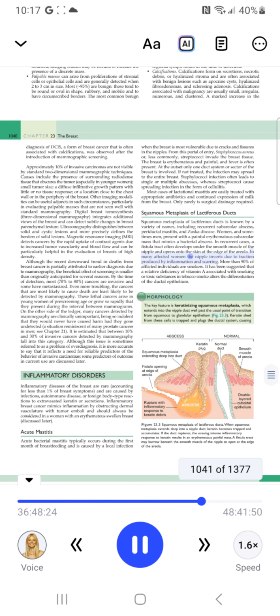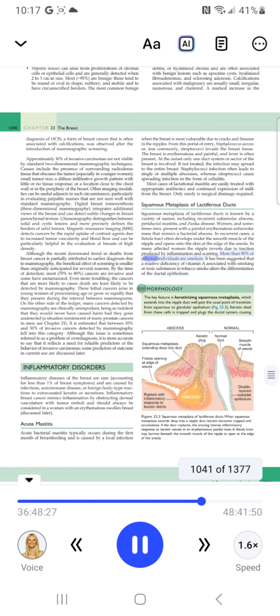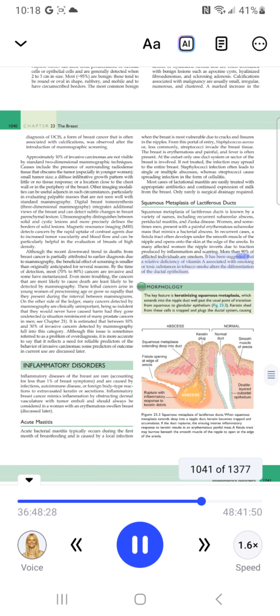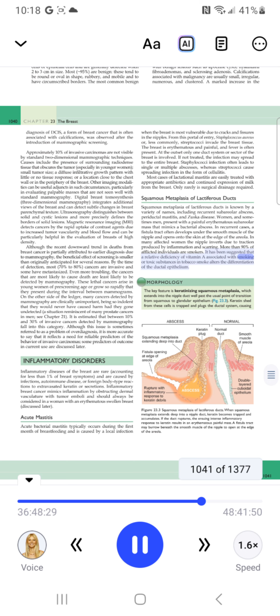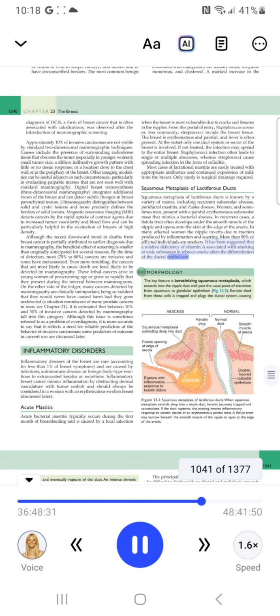In many affected women, the nipple inverts due to traction produced by inflammation and scarring. More than 90% of afflicted individuals are smokers. It has been suggested that a relative deficiency of vitamin A associated with smoking or toxic substances in tobacco smoke alters the differentiation of the ductal epithelium.